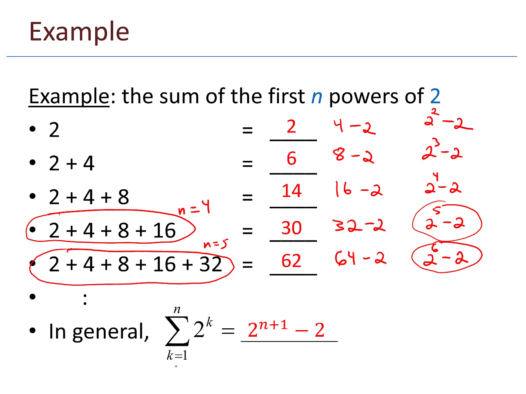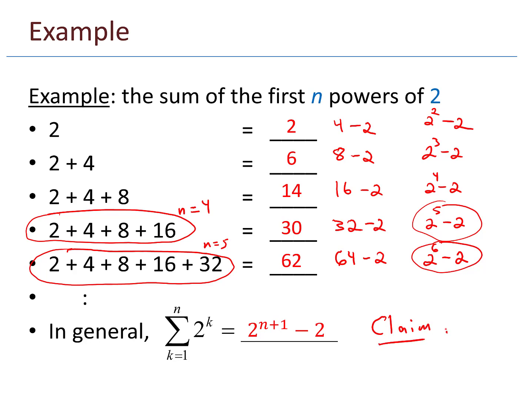The summation as k goes from 1 to n of 2 to the k is 2 to the n plus 1 minus 2. Whatever that n value is, however many terms I'm adding, I add 1 to that. That's my new power of 2, and I subtract 2. Well, this is just a claim. This is just a guess. I've not established that this is actually true, but it appears to be true.